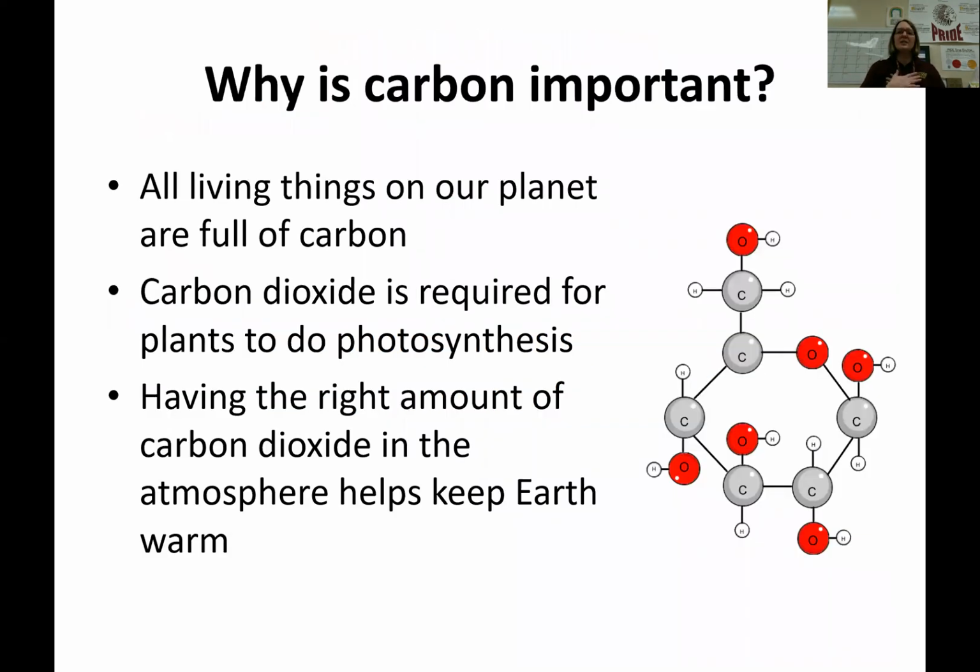So why is carbon so important to us? Well, all living things on our planet are full of carbon. You're made of carbon, I'm made of carbon, plants are made of carbon, anything that's living is made of carbon. And carbon dioxide is extremely important. It is a requirement for photosynthesis. And remember I mentioned earlier, no photosynthesis, no life. If plants and the organisms in the ocean are not doing photosynthesis, they're not making our glucose, our food, our fuel source, and they're not making oxygen. So extremely important. And remember, we want to have some carbon dioxide out there. Having the right amount of carbon dioxide in the atmosphere is what keeps the earth warm so life can exist. So carbon is extremely important to life.